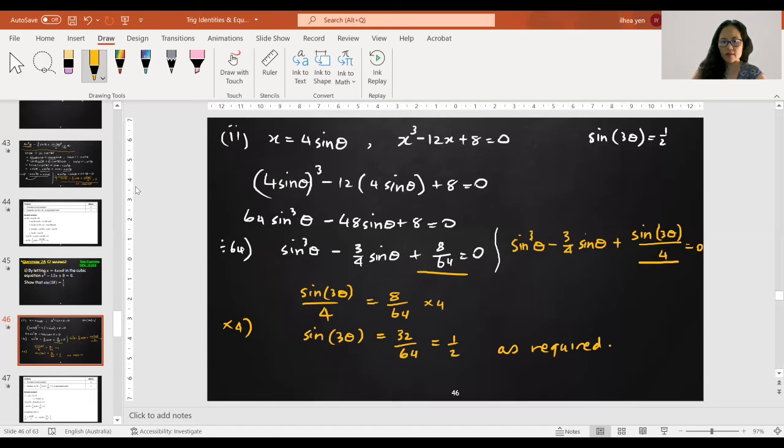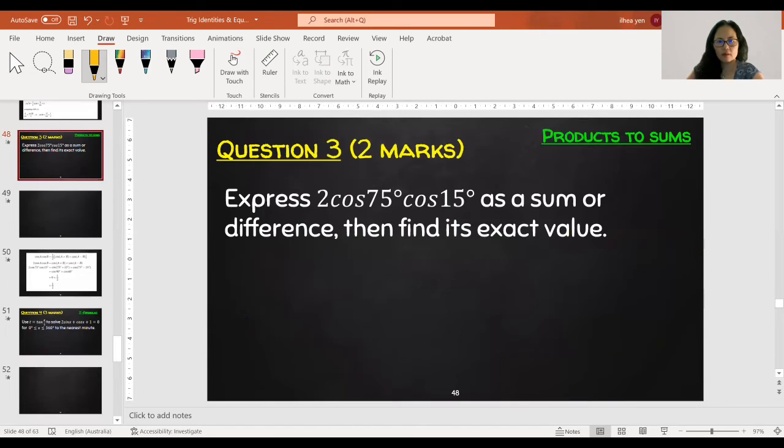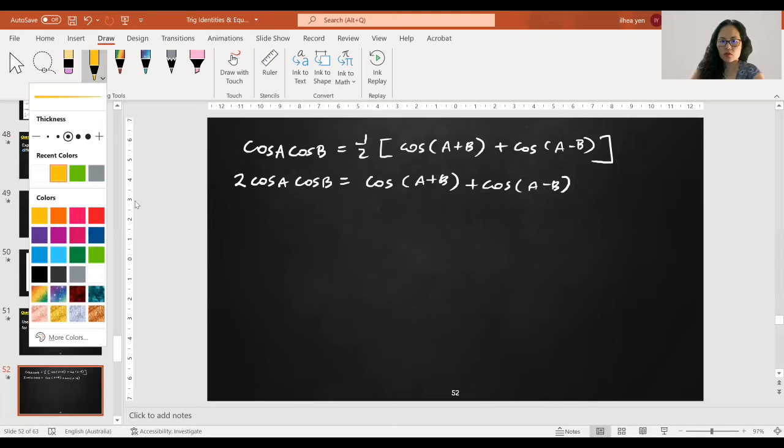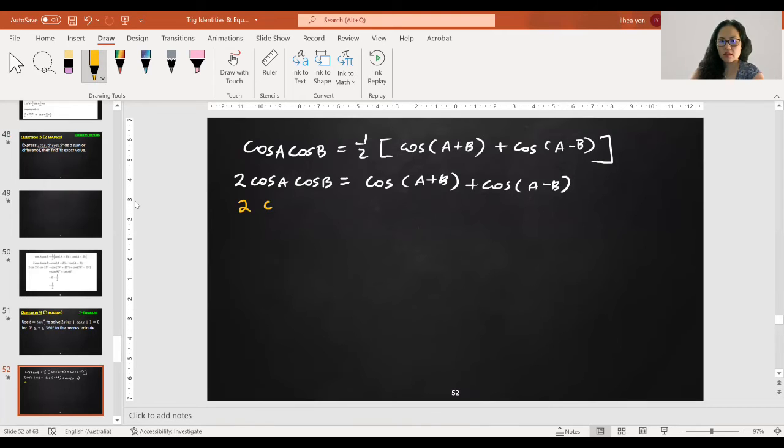We just showed that. Okay, next one. This is a product to sums, but with the formula it doesn't have a 2 in front. The expression we had from the question was 2 cos 75 degrees cos 15 degrees, right? So I just times by 2. When I do that, half becomes 1.